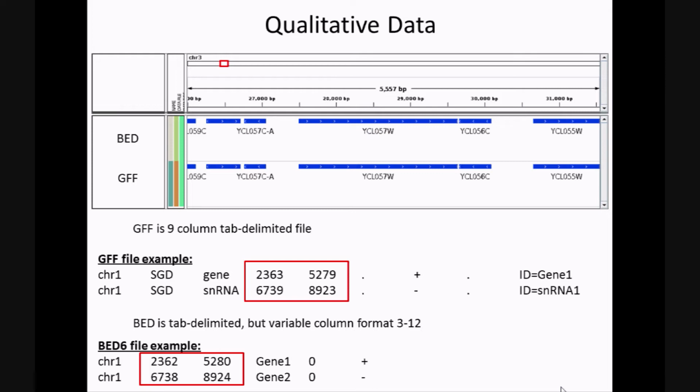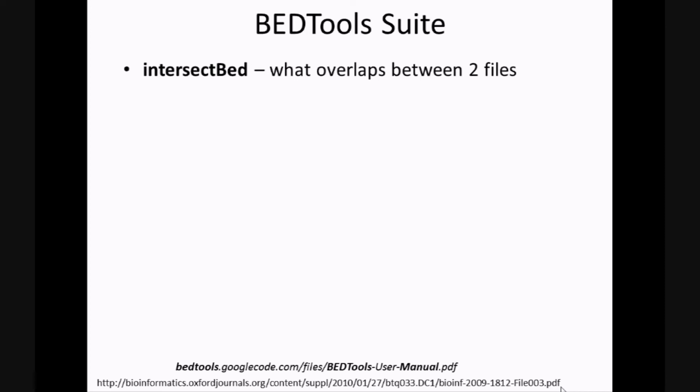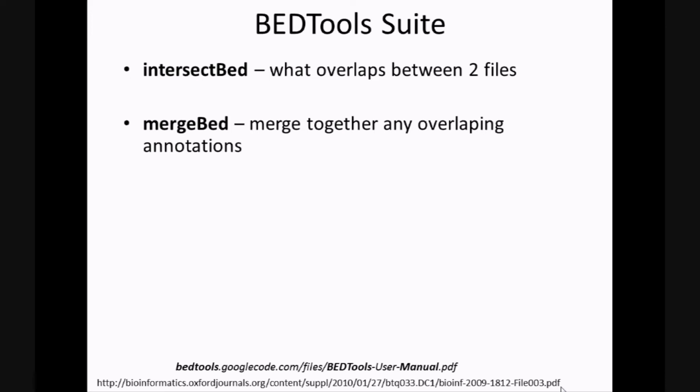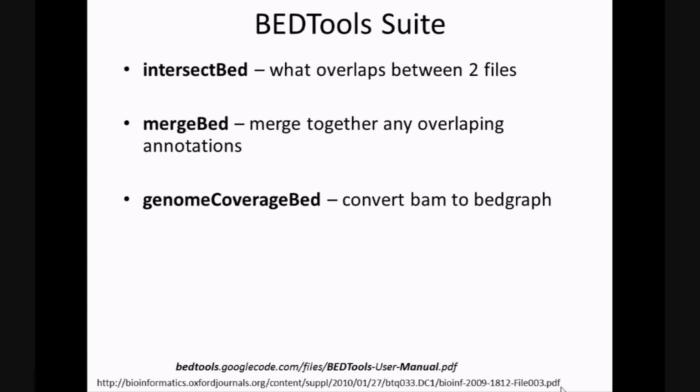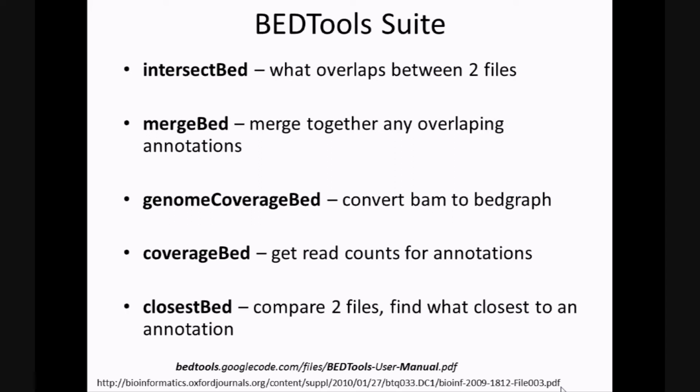I would also like to bring to your attention the BEDTools Suite of scripts designed to carry out many useful tasks using BED files. In most cases, you can use a BED or GFF file interchangeably with these scripts, and a few will require BAM or other files. Some important BEDTools scripts to mention include, but are not limited to, the following. Intersect BED: what overlaps between two files? Merge BED: merge together any overlapping annotations. Genome coverage BED: convert a BAM file to a BED graph file for visualization of quantitative data. Coverage BED: get read counts for annotations. Closest BED: compare two files, find what is closest to an annotation.